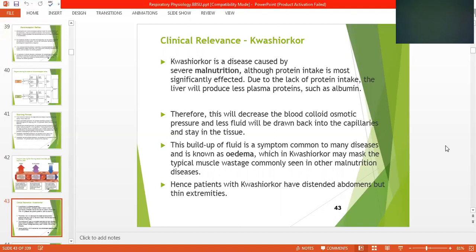It means that in Kwashiorkor especially, the patient is lean and thin, but due to the oedema, he looks like a healthy person. Hence, patients with Kwashiorkor have a distended abdomen. The abdomen is bulging out, but with thin extremities. The legs and the hands are thin, but the stomach is bulging out.